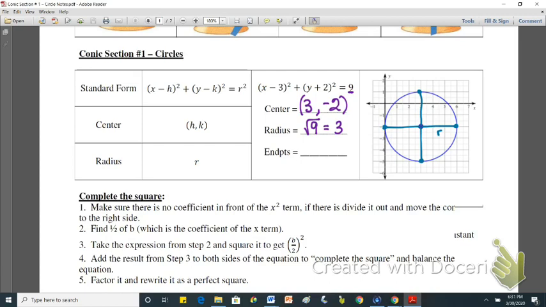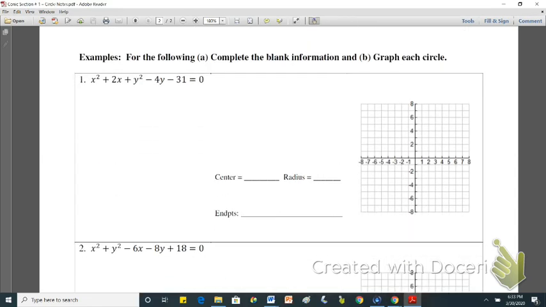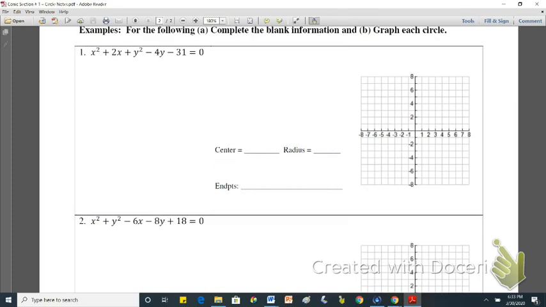Just as a reminder, down here I have the information on how to complete the square if you forgot. We are going to go over it while we go over these problems, but if you need a refresher on the examples, they are up there, or the instructions are up there for you. So let's just jump in and start with the first one.